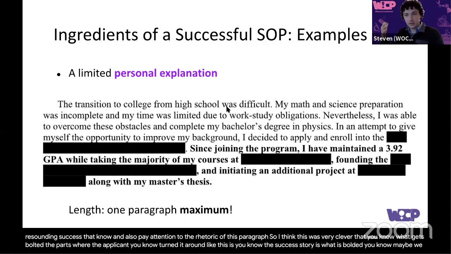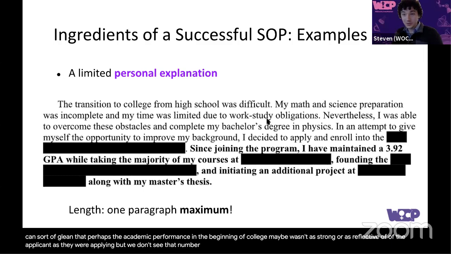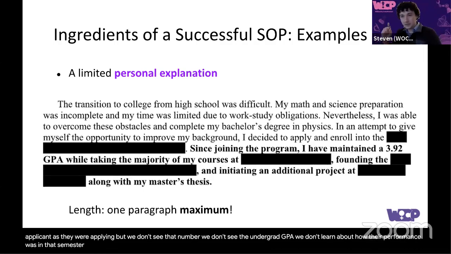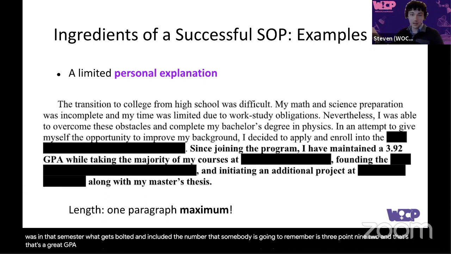Maybe we can glean that the academic performance at the beginning of college wasn't as strong or as reflective of the applicant as they were applying. But we don't see that number. We don't see the undergrad GPA. We don't learn about how their performance was in that semester. What gets bolded and included, the number that somebody is going to remember, is 3.92. And that's a great GPA by any standard. That's the one that gets left with the reader.